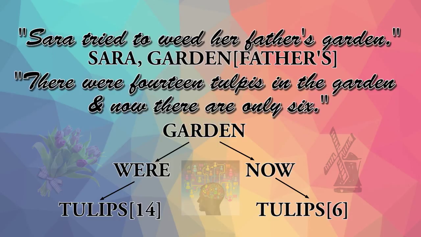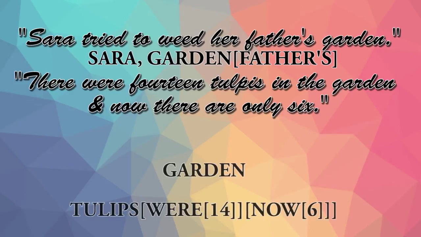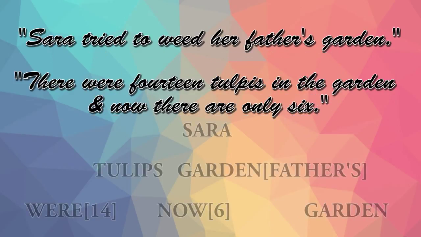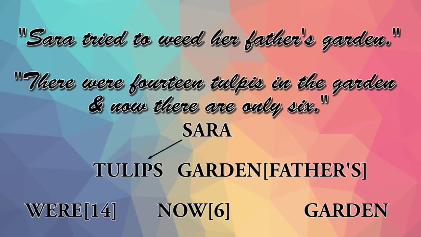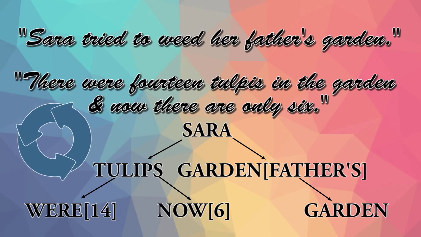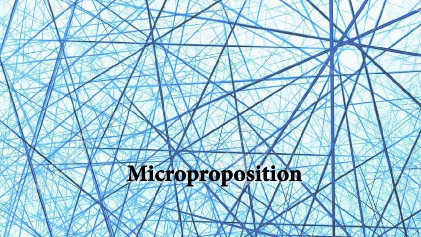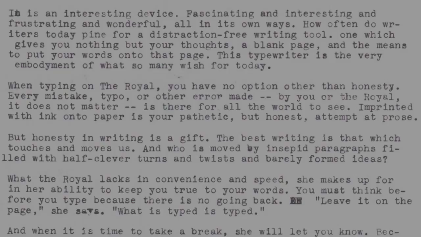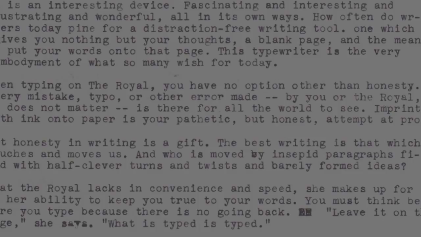And now, connections are made between these propositions and previous propositions that were kept in the buffer, such as Sarah to tulips, garden to father, tulips were 14, now 6, and so on and so forth. The cycles occur for the whole discourse. Thus, at the end, the learner has constructed a final micro-proposition structure representing the actual text of the discourse.